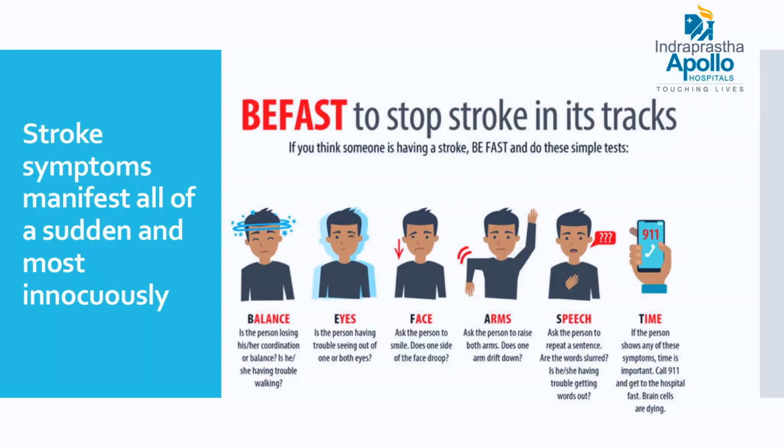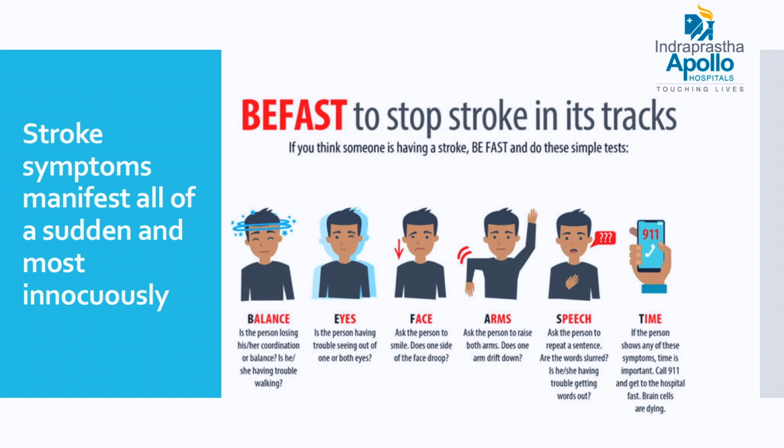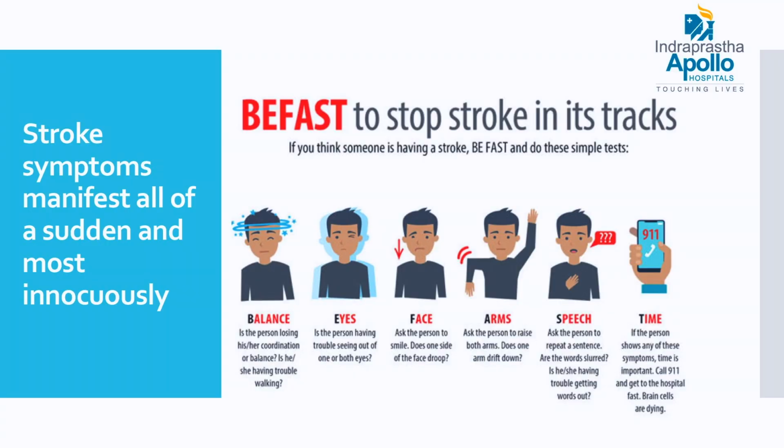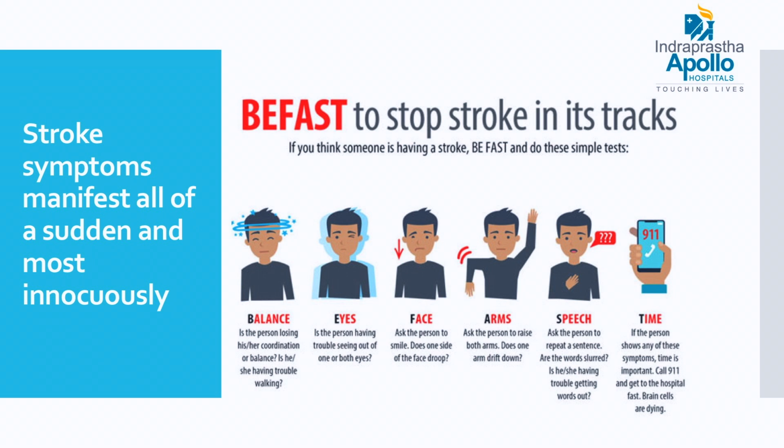It's called BE FAST. B stands for balance, which means there could be a sudden loss of balance. There can be sudden visual impairment. It could be in one eye or both eyes, or it could be double vision. There can be sudden weakness of one half of the face or a drooping of the face. Sudden weakness of the limbs, commonly of one arm, but it can be one half of the body or sometimes all four limbs also. There could be sudden difficulty in speaking or slurring of speech.